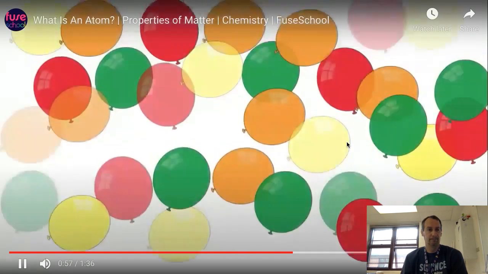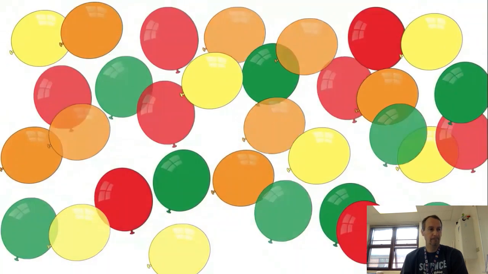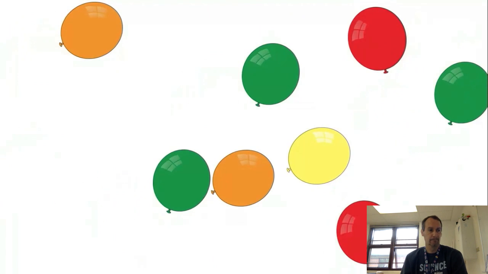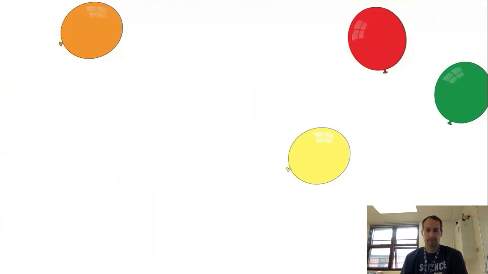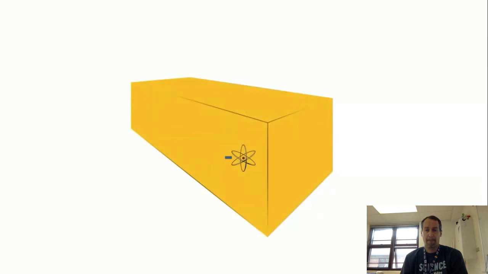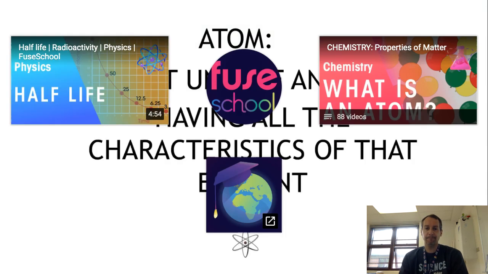Think of the block of gold as a room of balloons. If you halve the number of balloons in the room, halve it again, and keep doing this till you eventually end up with just one balloon. And then you cut the last balloon. Does it still function as a balloon? No. The same can be said about atoms. If I were to halve the last atom of gold, it would no longer be gold. So an atom is the smallest unit of an element, having all the characteristics of that element.